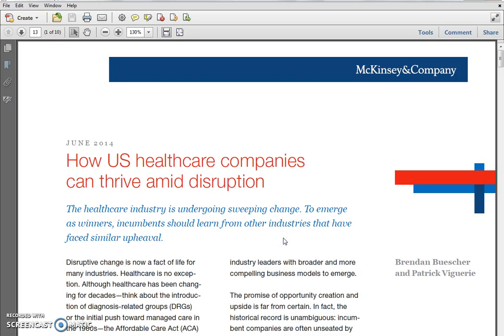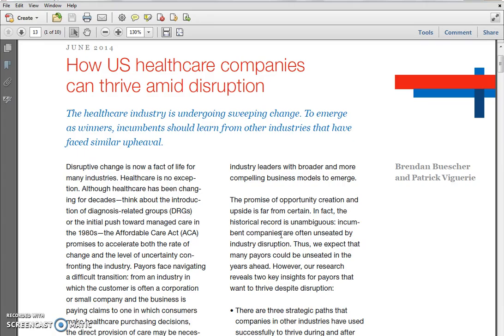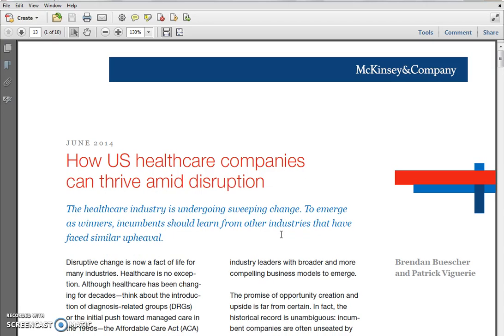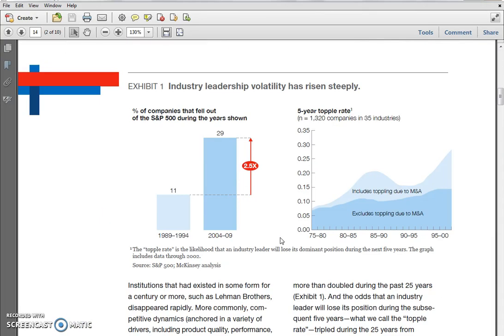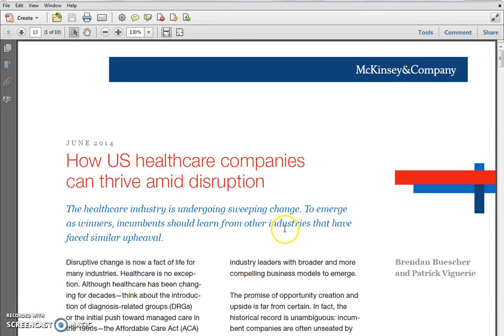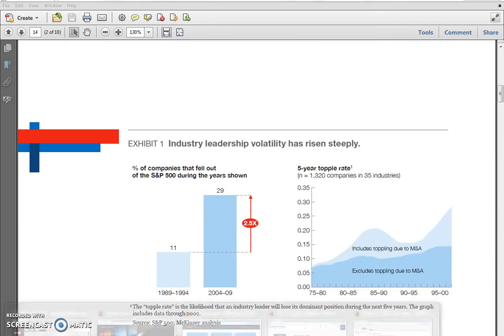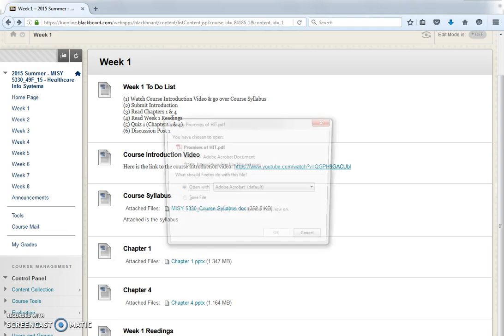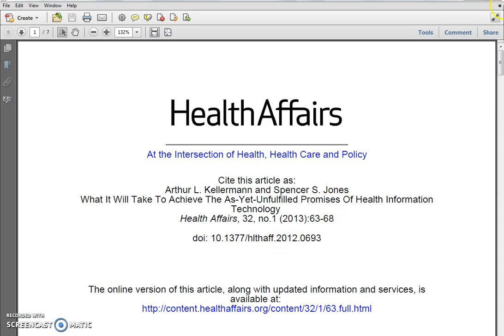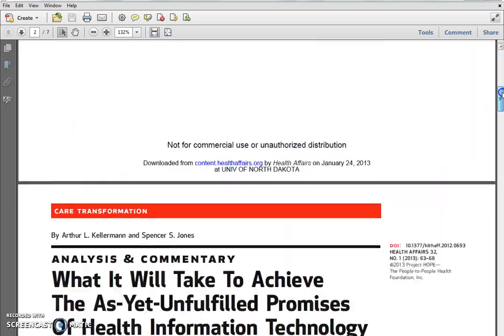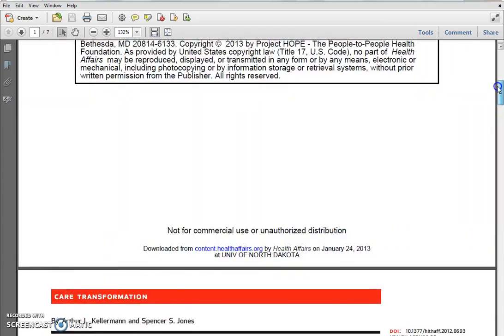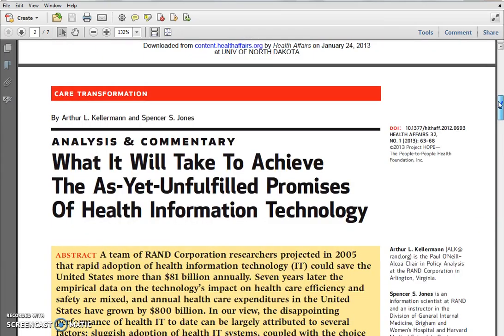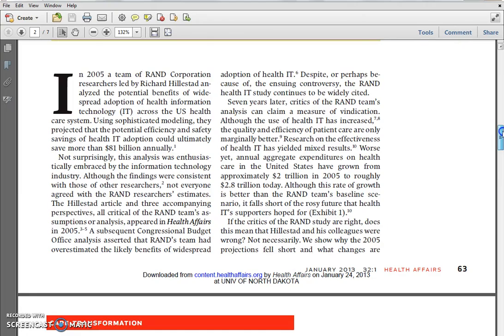It's a McKinsey report. McKinsey is one of the most reputed management consulting firms in the world, based in the United States. It's a report on how U.S. companies can thrive using technology in healthcare. And then the fourth reading is Promises of HIT, again a fairly recent article published in 2013 about what it'll take to achieve the unfulfilled promises of healthcare information technology.